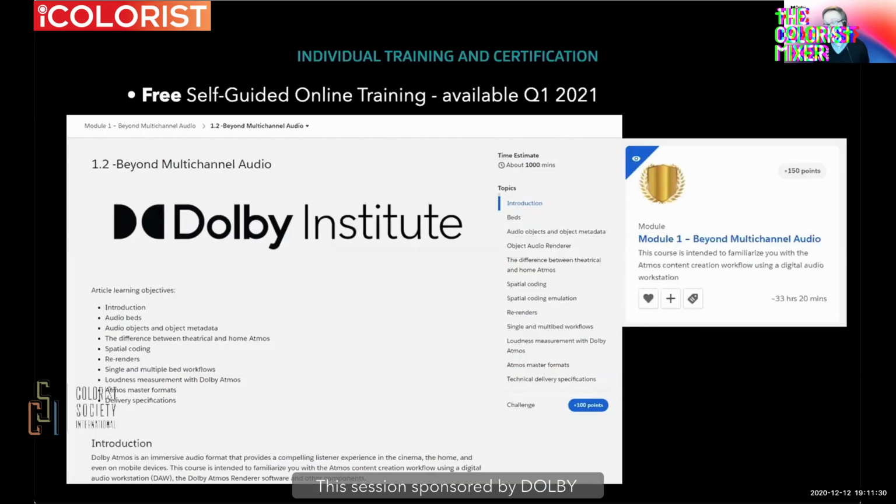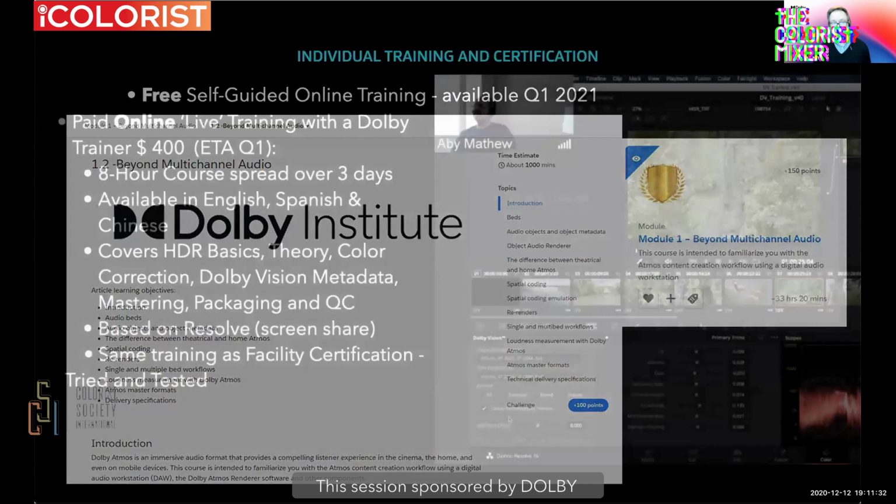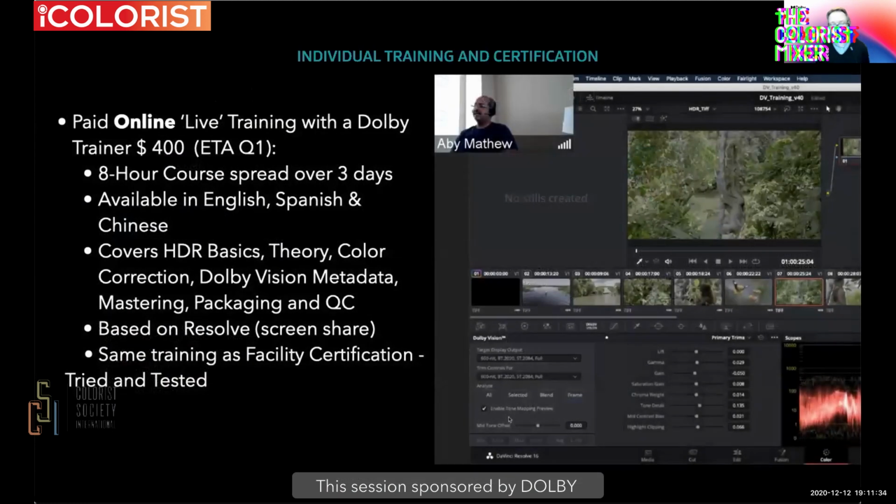So free is good. The next version will be essentially what was the training portion of the facility certification. And that is a paid online version where you join a classroom full of, say, 15 other people.